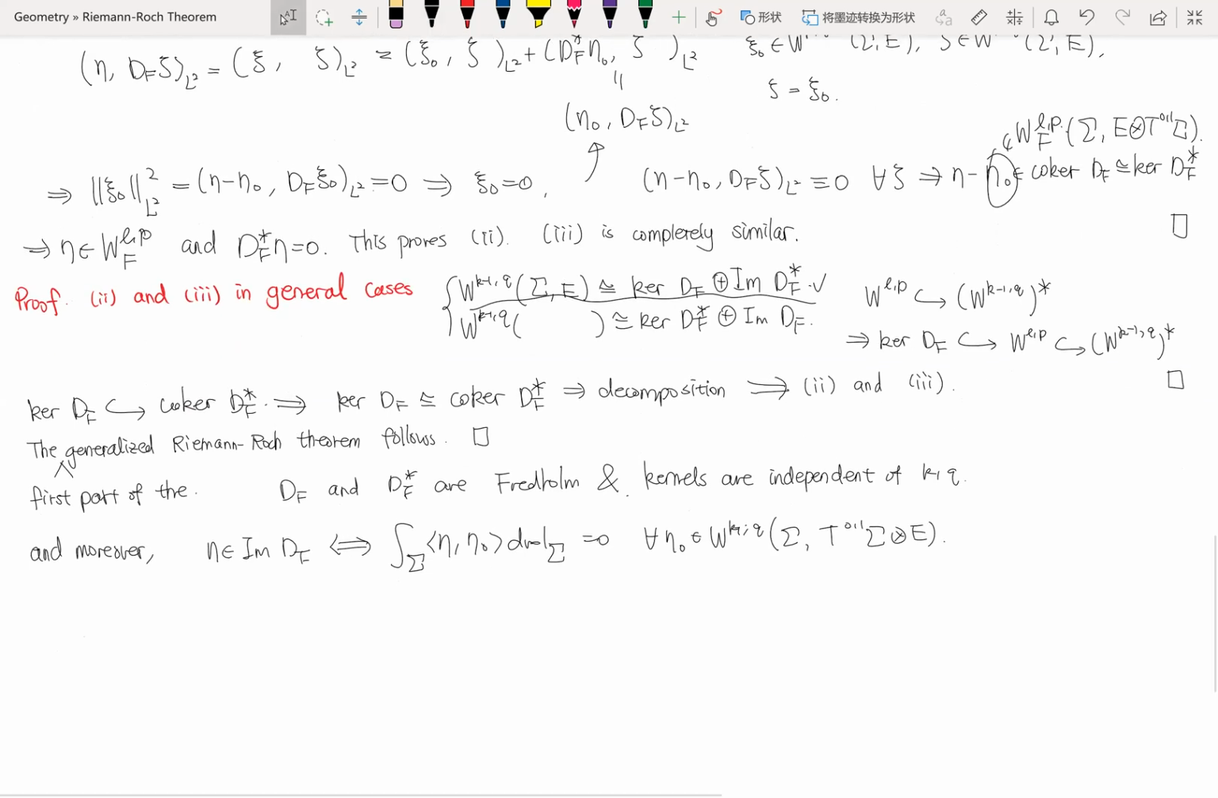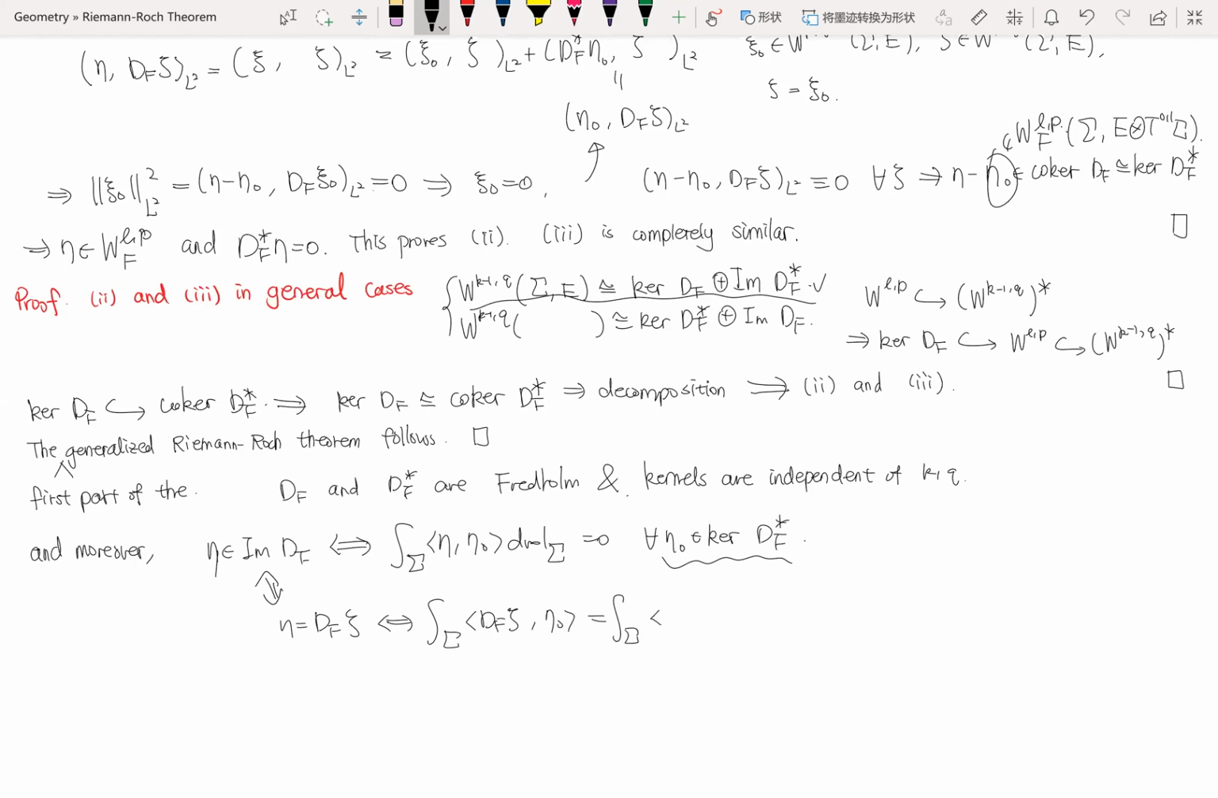No, it is eta 0 belongs to the kernel of D_F star. So we know that when eta 0 is in the kernel of D_F star, then, in fact, if eta belongs to the image of D_F, then eta is D_F zeta for some zeta, and then this tells us that the integration of eta, that is D_F zeta, pairing with eta 0 is equal to the integration of zeta and D_F star eta 0. So it is 0.